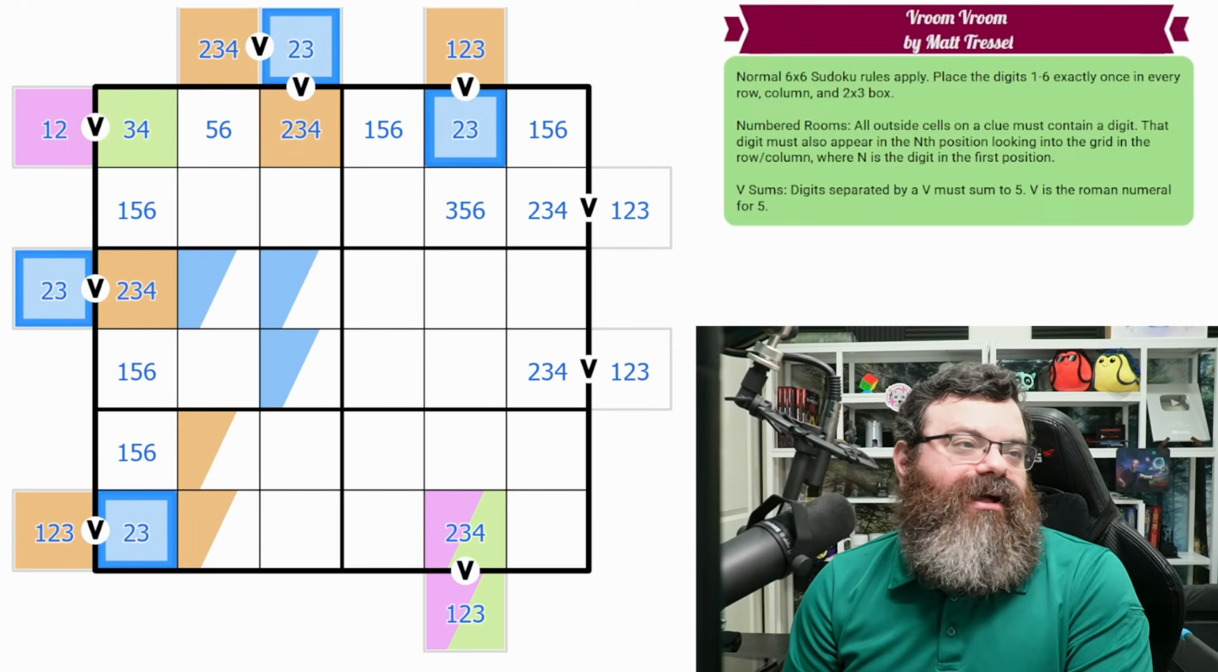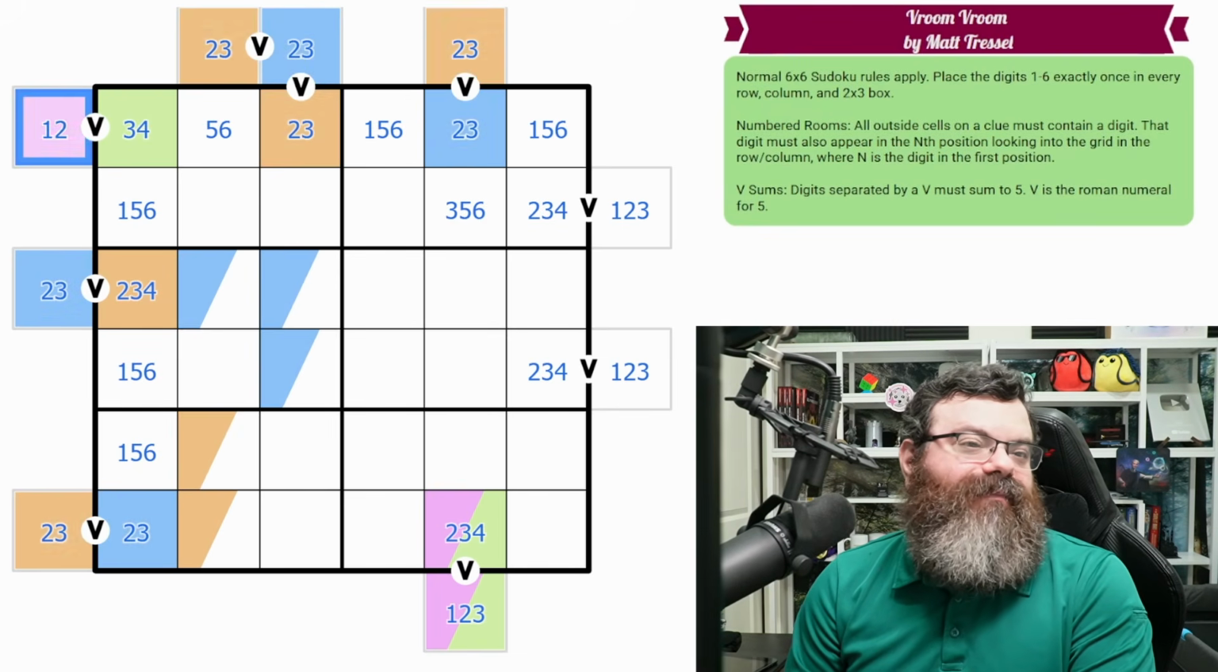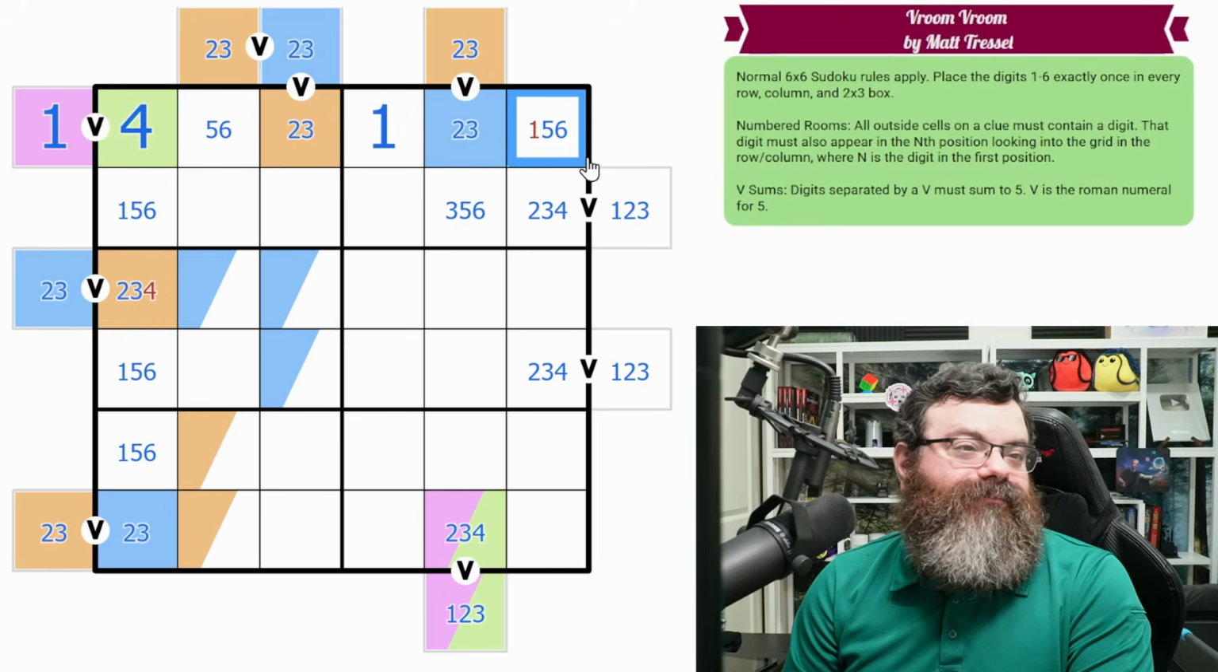So we're not 4 and we're not 1. And then orange is not 4 or not 1. So they're 2, 3 pairs. And then that means that this can't be a 1, 4. So sorry, it can't be 2, 3. So this is 1, this is 4. And then that puts a 1 here. Okay. Leaving a 5, 6 pair behind.